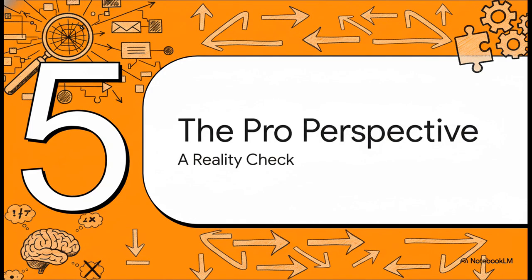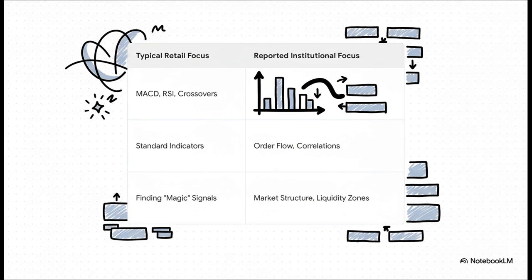Okay, so that's a much smarter way to use it. But let's zoom out even further and get a reality check. What are the big players, the pros, actually looking at? Are they just using a fancier version of this? Well, this is super interesting. When you look at what a lot of retail traders are focused on, it's often finding that perfect setting for an indicator like MACD or RSI, looking for that magic signal. But when you look at what institutional traders are reportedly focused on, it's a completely different game. They're looking at things like volume profile, VWAP, and order flow, tools that show them where the actual money is moving and where big orders are sitting.